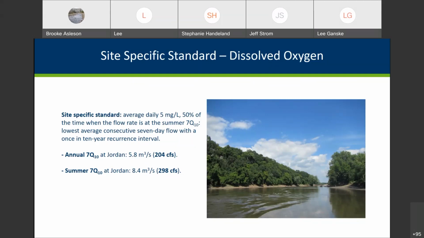So here I just want to point out that when we're talking about that spectrum of low flow, the 7Q10 low flow at Jordan is 298 CFS, cubic feet per second. I'll talk about this a little later, but the lowest flow we observed in 2021 was like 540 something. So it's low, but it still hasn't approached or reached that 7Q10 low benchmark.